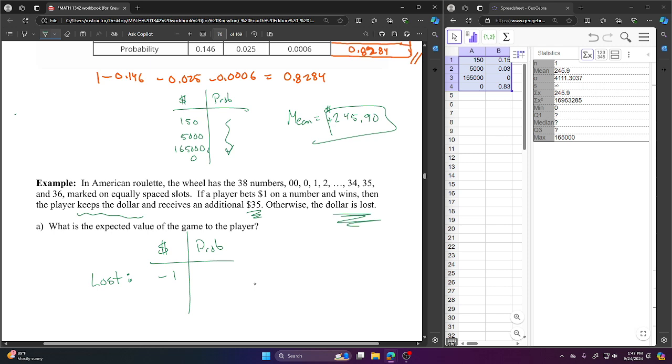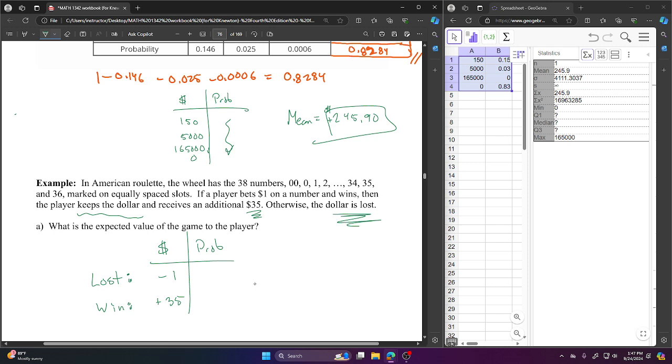Anyways, $1 could be lost, and I want to know what that probability is. We'll get to that in a minute. What about winning? If I won, how much would I make? $35. Exactly. I would make a positive $35, right? So I'm losing $1 or I'm winning a positive $35.